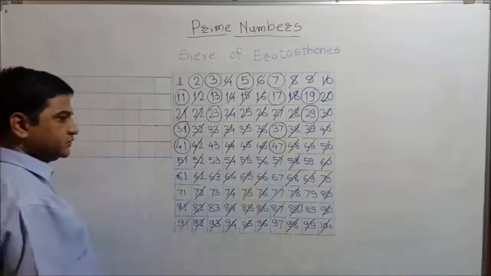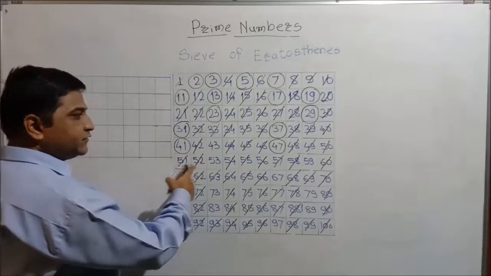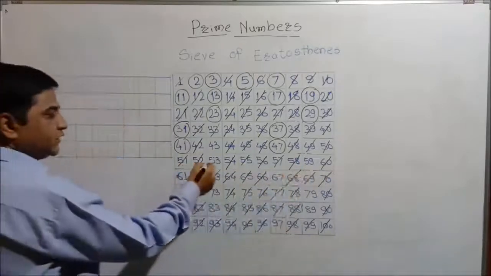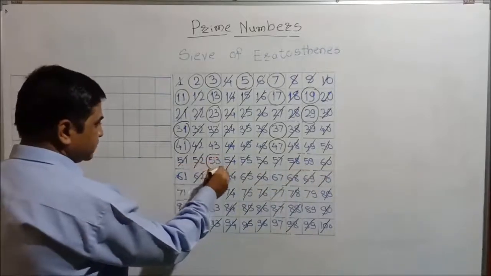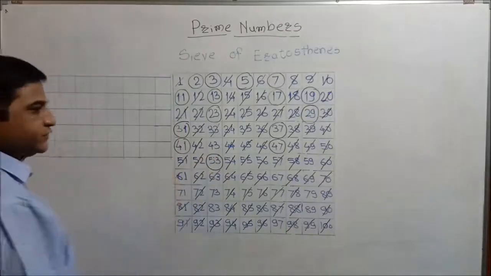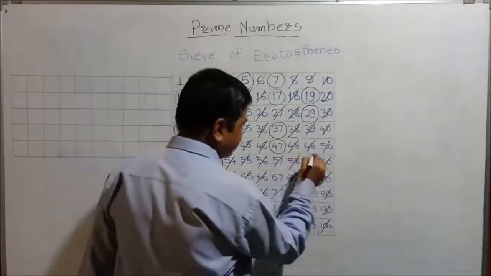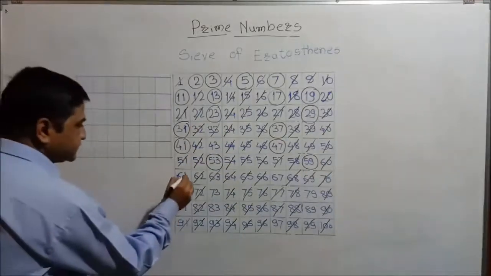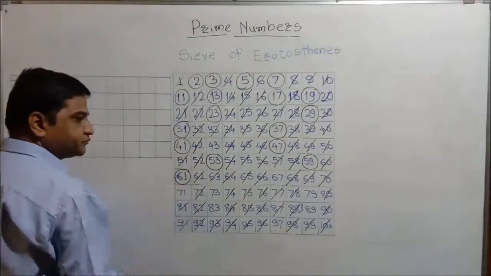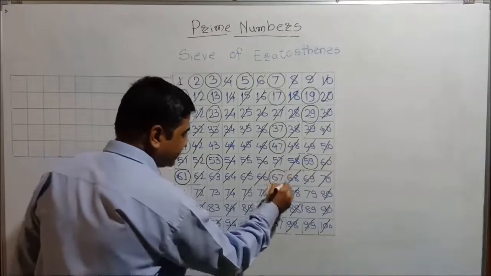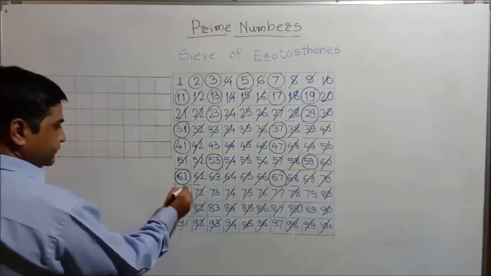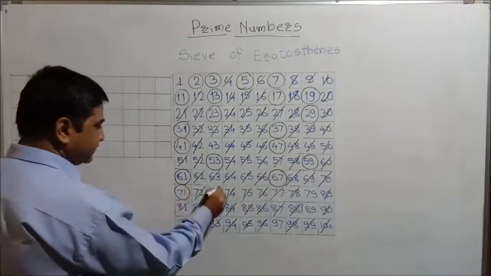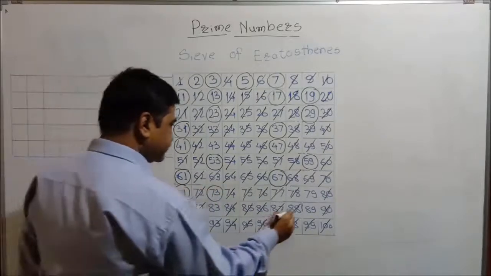They are also circled. Between 51 and 60, we have only one prime number, that is 53. Even we are getting a second one, 59. And now next we are having 61. Then we are having 67. And then we are having 71, 73 and 79.